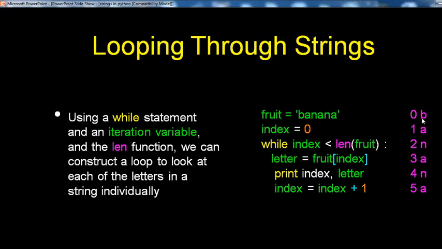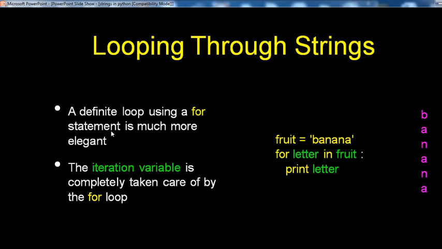First, index 0 has B, print B. Index 1 has A, print A. Next index has N, print N. Then index 3 has A, print A. The next, fourth index has N, print N. And finally the fifth index has A, print A. Index plus 1 means it will increment: first 0, then 1, then 2, then 3, then 4, then 5.